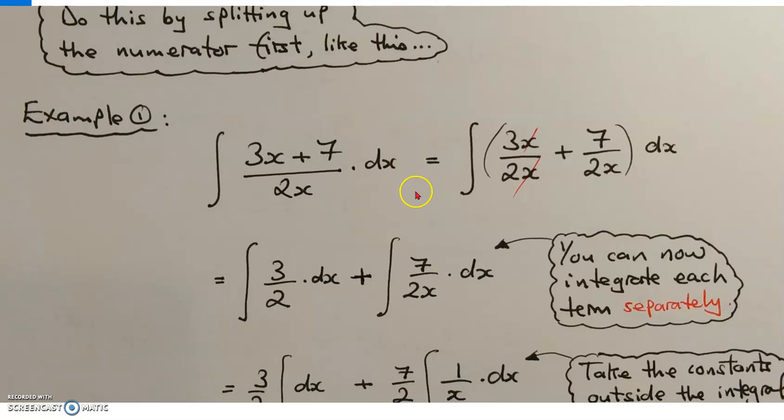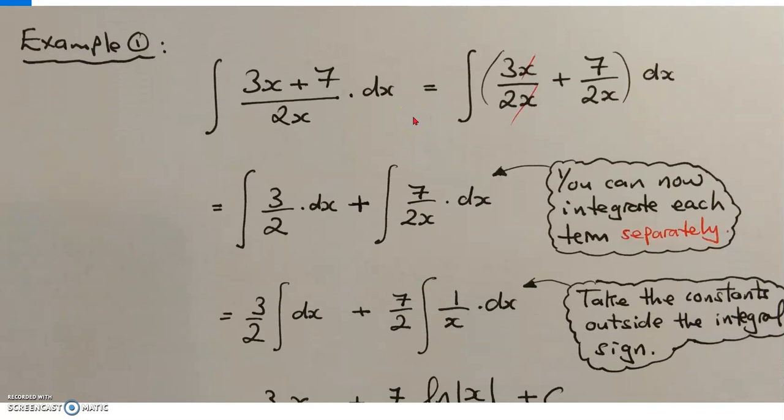So in this first example, I'm being asked to integrate this integrand, 3x plus 7 all over 2x. Well, if I split it up, I've got 3x over 2x plus 7 over 2x, same denominator. And now I can integrate each part separately. But before I do that, simplify it as much as you can. That x will cancel with that x. So you're really integrating 3 over 2 dx, and now you're integrating 7 over 2x dx.